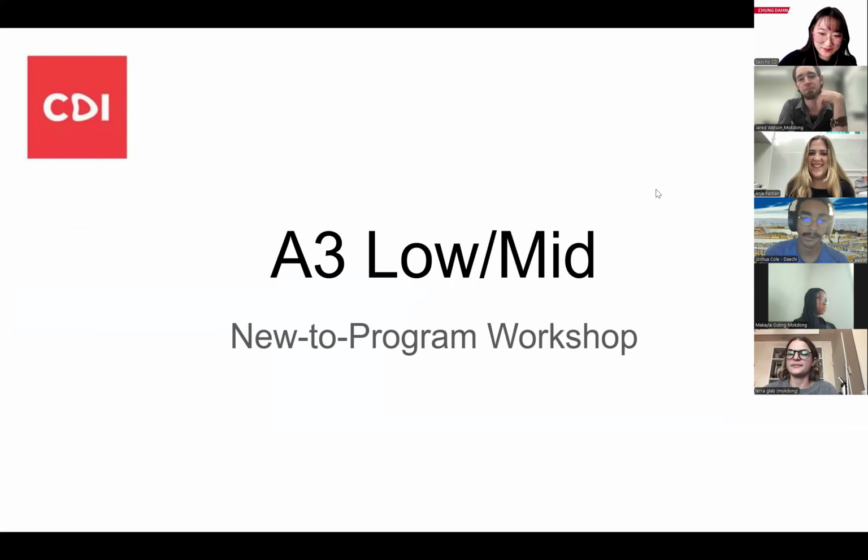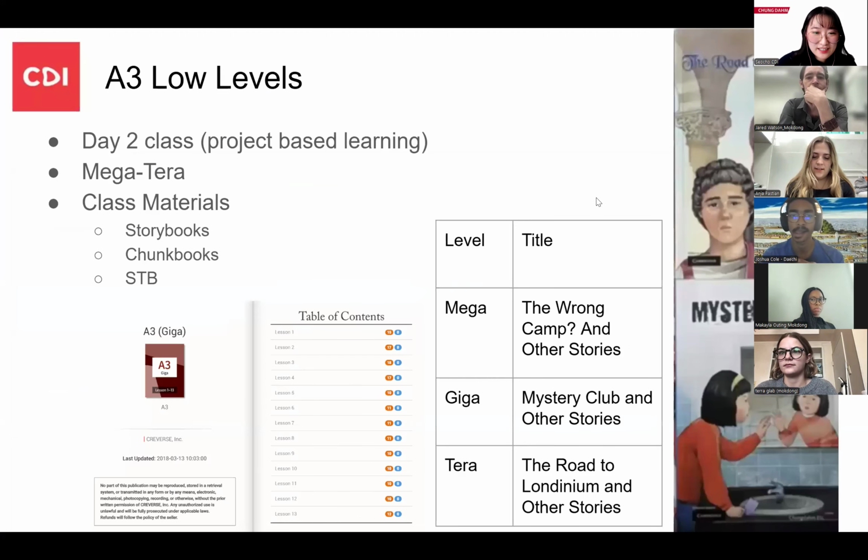All right. Yep. Okay, welcome to the new to program workshop for A3 low and mid. Let's get started. A3 is a day two class, which means it's a project-based learning class. That means the students will be doing their projects like normal. If you just taught C2, it's similar. The low levels are Mega through Terra, so Mega, Giga, and Terra.